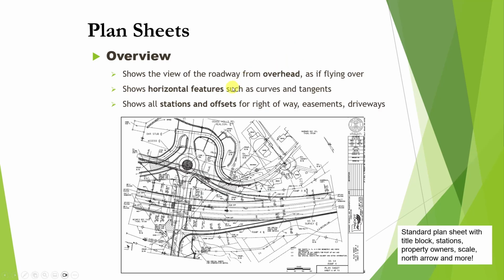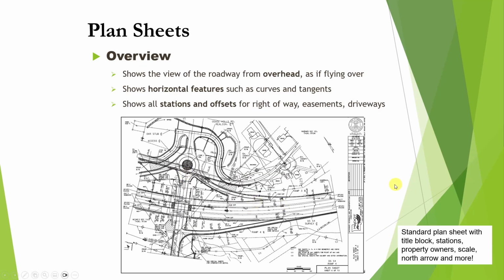Shows horizontal features such as curves and tangents. Shows all stations and offsets for right-of-way easements and driveways. Okay, so you can look at this sample down here. This is a roundabout with a highway coming in. So you got all this information. You're going to see north arrows. You're going to see scale bars down here. You're going to see that everywhere. You're going to see some stationing in here, which we're going to talk more about.